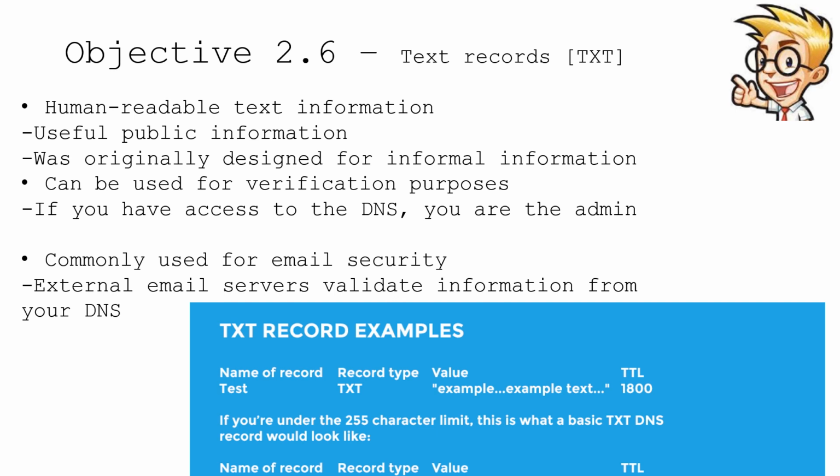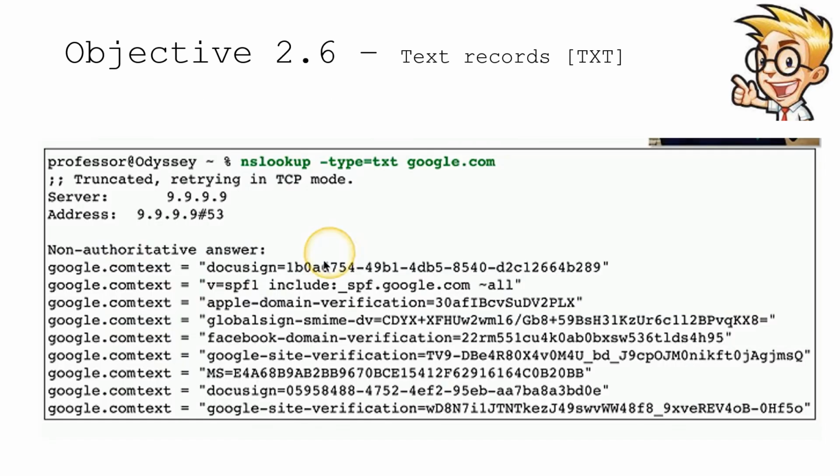For example, we might need to use this for verification purposes. We might be making a configuration change to our domain, and the domain change requires you to add something very specific to a text record in your DNS server. We also use this text record extensively for our email security, and you'll see in a moment how we're able to add information to a text record that can be very helpful to verify the origin of a particular email.